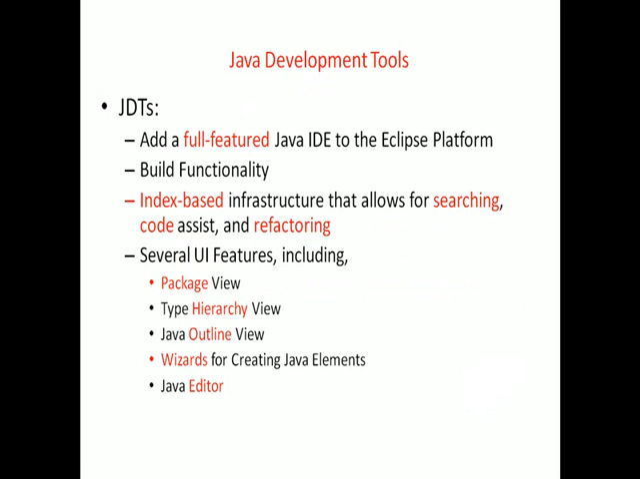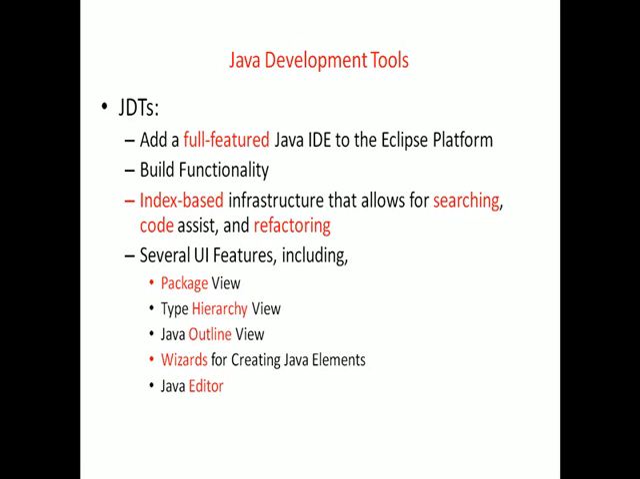Add a full-featured Java IDE to the Eclipse platform and build index-based infrastructure that allows for searching, code assist and refactoring. Index-based infrastructure means it will help us search for a particular keyword, give us code assist, and help with refactoring. Refactoring means you can rename a particular class name, or if you initially give a name wrongly, you can refactor immediately.